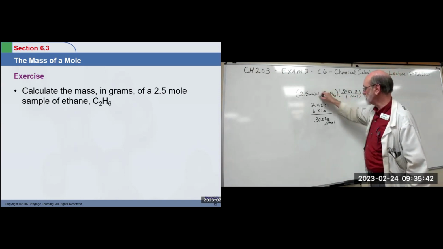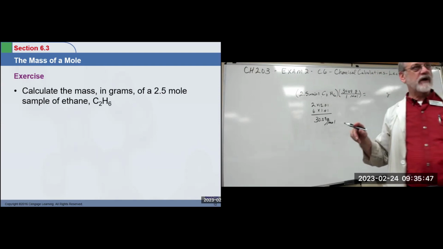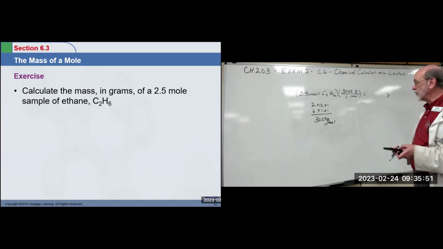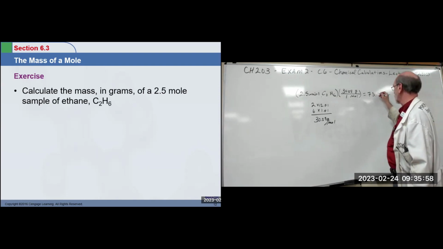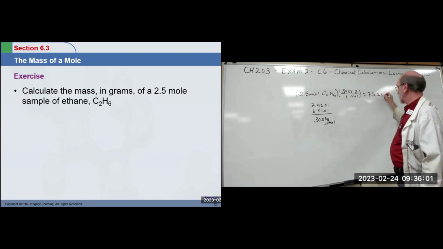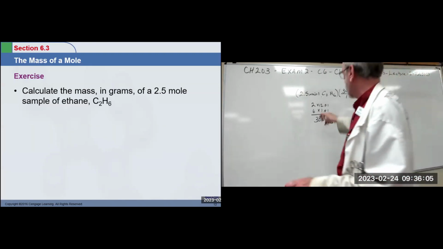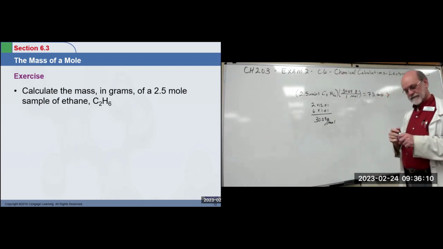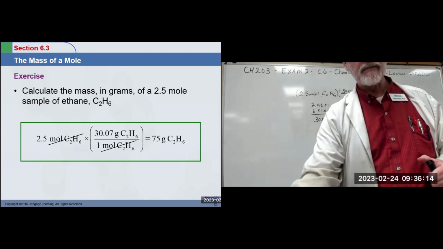The moles cancel. And now, like I always say, that's the thinking part. The rest is just crunching numbers. So we'll take 30.08 and multiply times 2.5. Well, let's see. That's what my calculator says. But they only gave us 2 significant figures here, didn't they? So we have to round it to 75. Because that's a multiply divide rule.